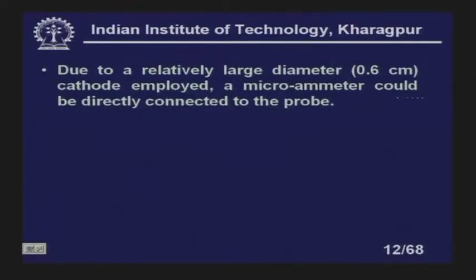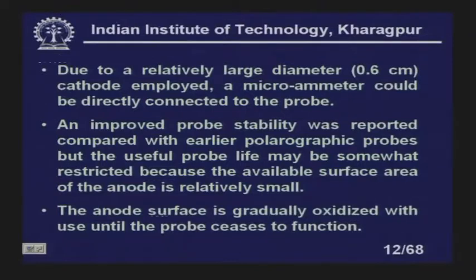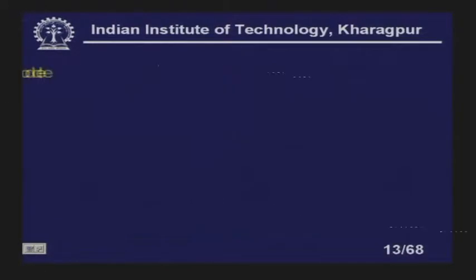Due to the relatively large 0.6 centimeter cathode employed, a microammeter could be directly connected to the probe. We do not need further amplification. An improved probe stability was reported compared with the earlier polarographic probes, but the useful probe life may be somewhat restricted because the available surface area of the anode is relatively small. So, this is another problem. The anode surface is gradually oxidized with use until the probe ceases to function.